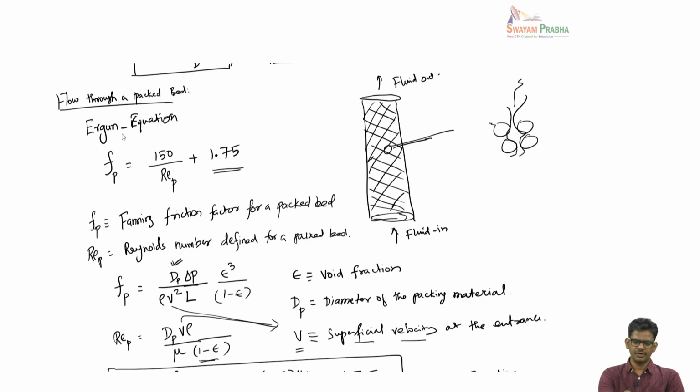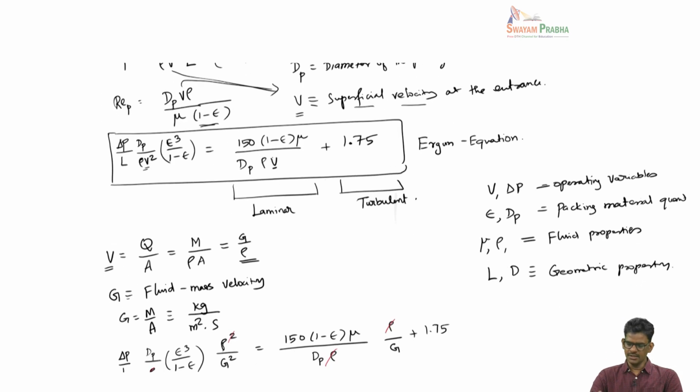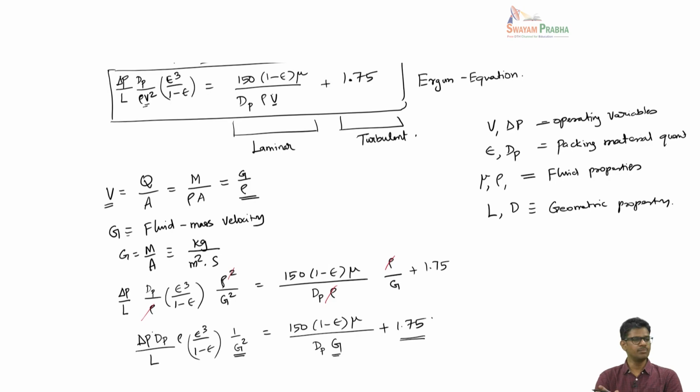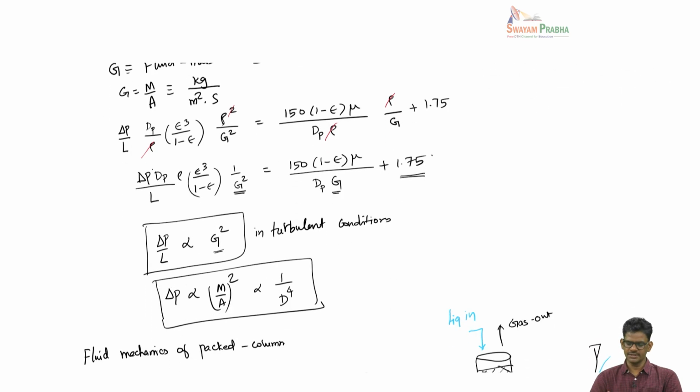In this case, the pressure drop is given by the Ergun equation, which handles both laminar as well as turbulent conditions, and we have to define the Fanning friction factor and a Reynolds number accounting for the porosity of the bed. So we introduced porosity as an additional variable in this problem. Then we showed that for turbulent flow of a single fluid through a packed bed, delta P is proportional to the square of the gas mass velocity, or gas mass flux, or in other words proportional to 1 by area squared, or 1 by d to the power 4.